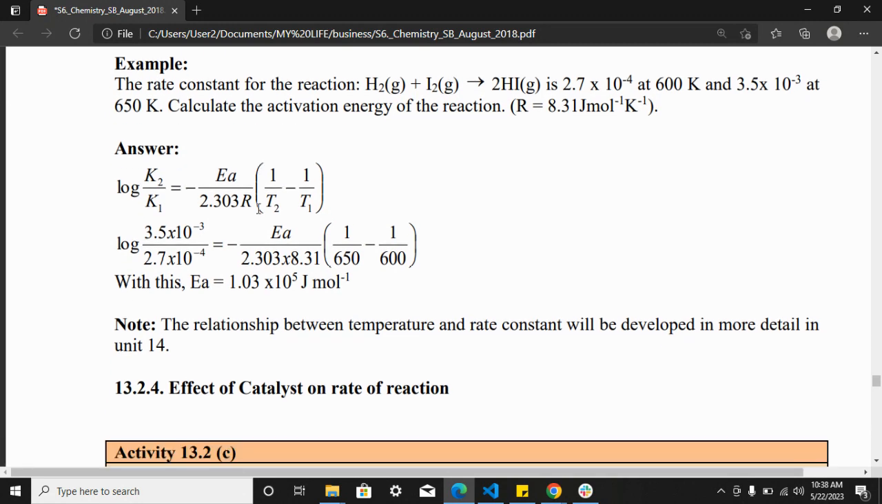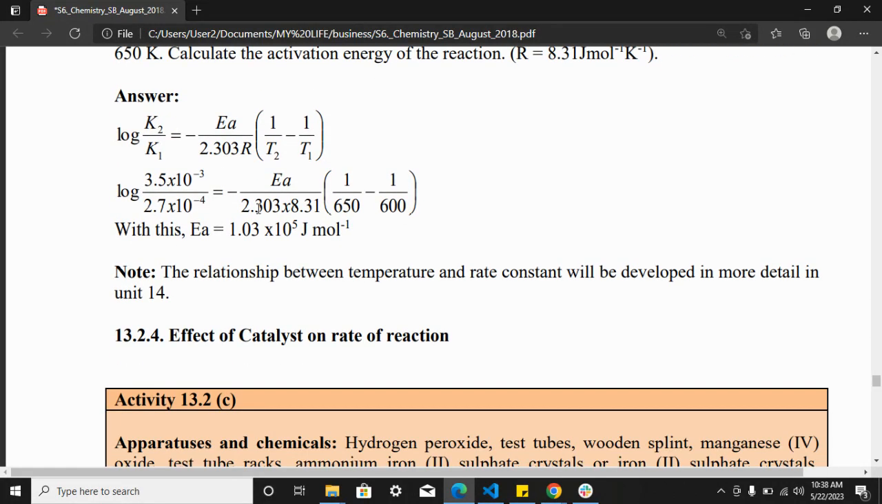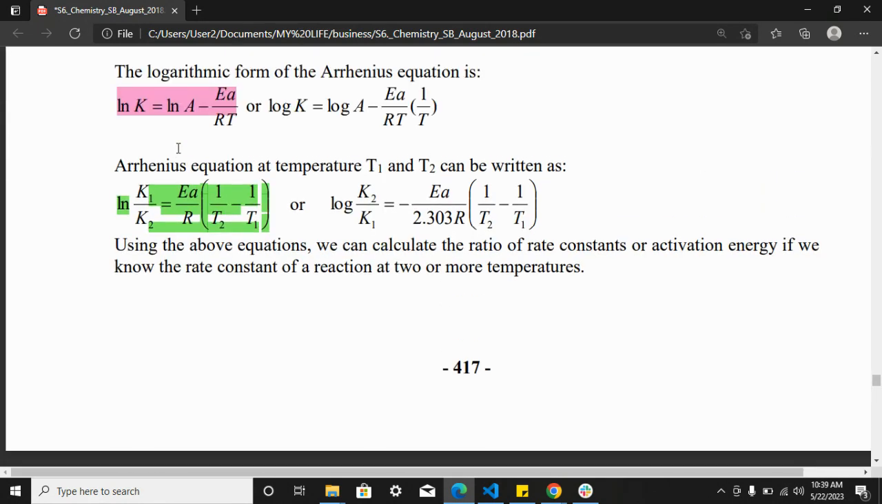So here we have that formula, and you can use it. Here they used log with base 10, but we used log with base e, which is ln. So if you substitute in and solve with the T1 and T2 they give us.